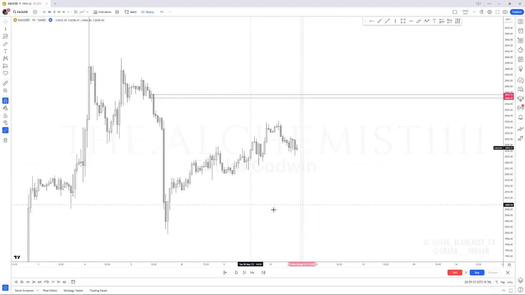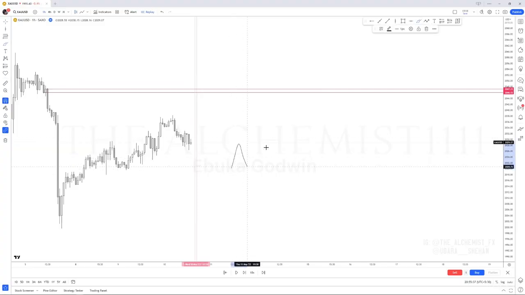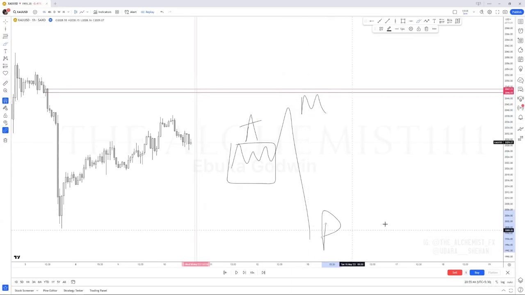We've seen it very clearly. London takes Asia, gets taken out by London. This is the power of three, right? Accumulation, then manipulation, and then distribution. Okay, so normally let's say we had Asia here.